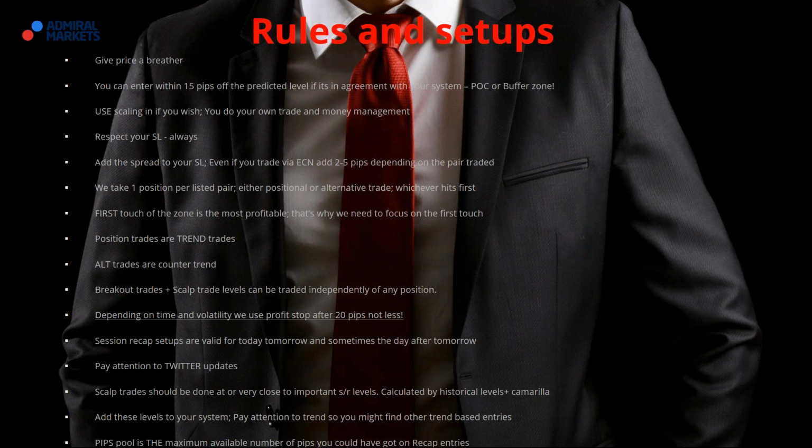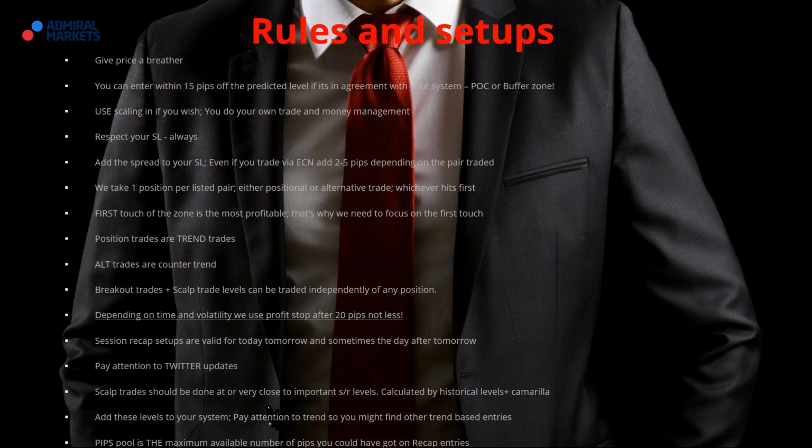You need to respect your stop loss, add a spread to your stop loss, even if you trade via ECN, at 2 to 5 pips depending on the pair traded. Don't forget that we take only one position per listed pair. So it's either positional or alternative trade, whichever hits first. First touch of the zone is the most profitable. That is why we need to focus on the first touch.